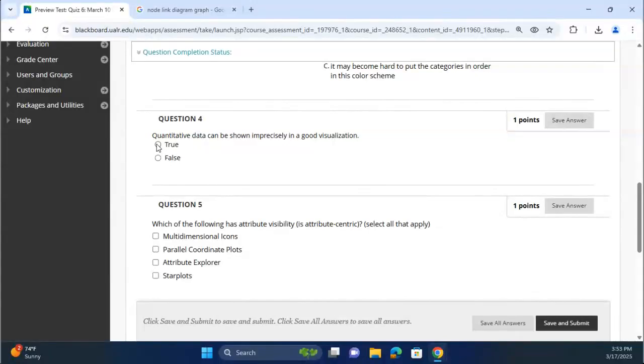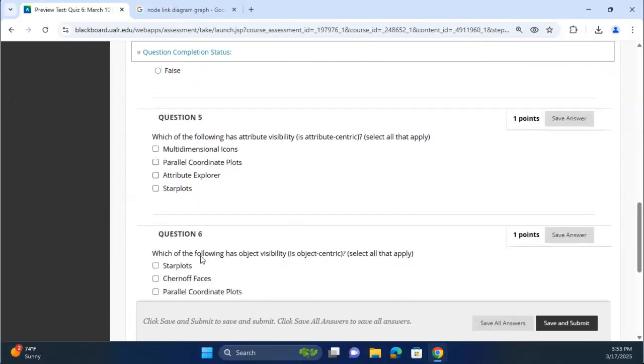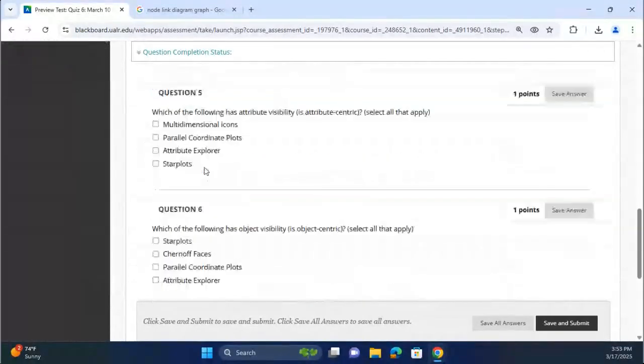Yes, quantitative data can be shown imprecisely in a good visualization. Sometimes if I show too much precision, imagine showing all the numbers. I show you 20 digits of pi and compare it with some other real number that starts with 3.14. It's kind of hard. Sometimes precision is in the way. It creates the idea that it's noisy when it may not be. So it all depends on the task.